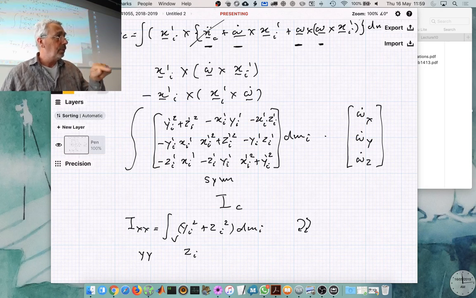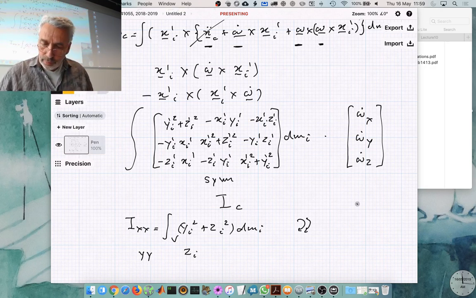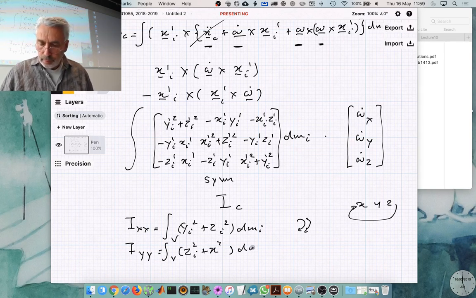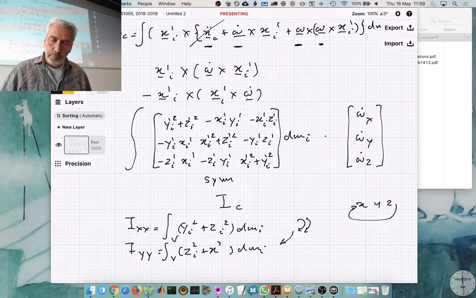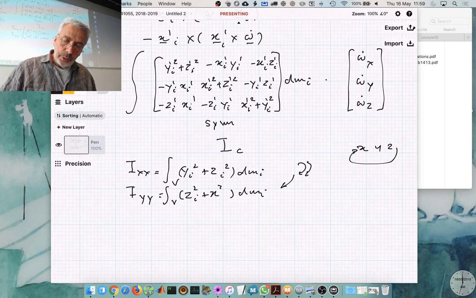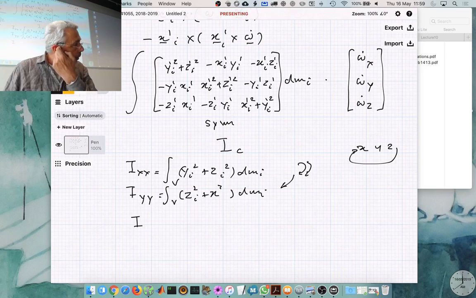X, I have to go around. X, y, z, and then so that is x. So apparently y is the integral over the volume of this squared plus this squared. Yeah, but that means these double L's. So that is the diagonal terms. And then the off-diagonal terms, now we run into trouble.